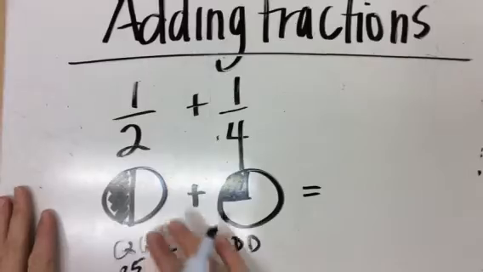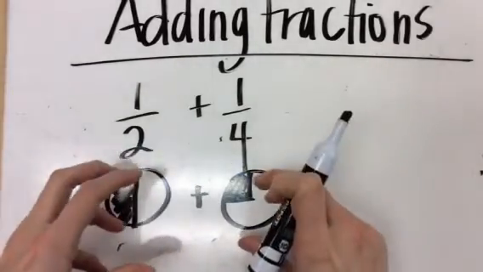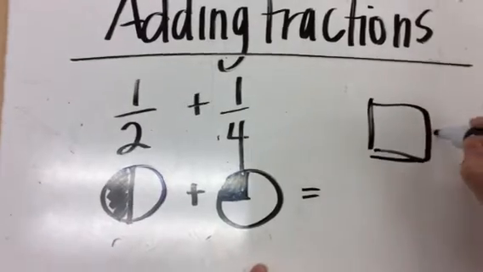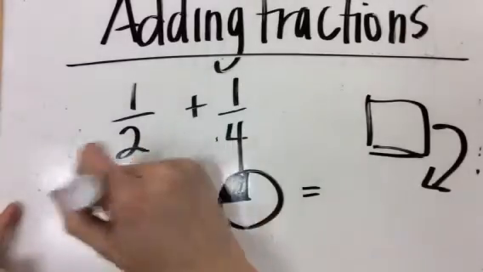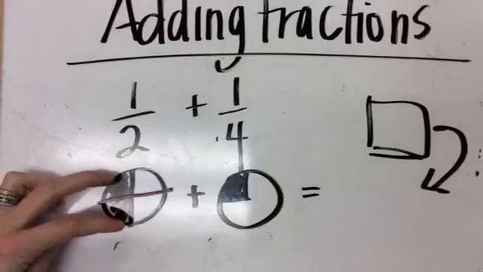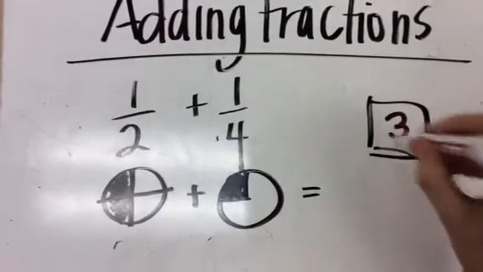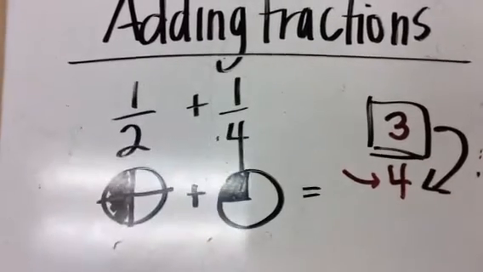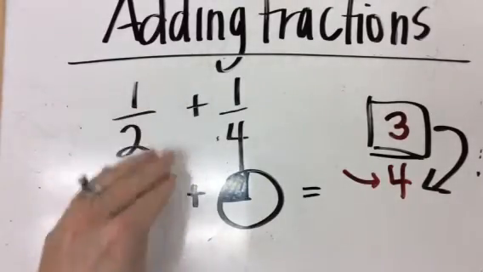So fractions work in the same way. I'd need to be able to make them the same size piece, because then I could say I have this many of this size piece. So for this one, if I cut this in half, now I've got 2 1/4 size pieces and another 1/4 size piece. So I have 3 1/4 size pieces. So when we add fractions, it's important to make the size of the piece the same.